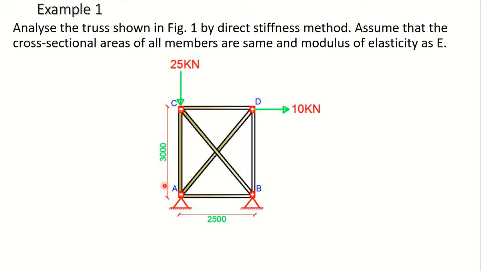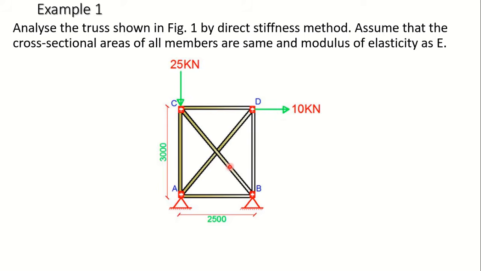Now, first, what is the degree of kinematic indeterminacy of this truss, or the degrees of freedom? We have 4 joints. At each joint, we come across 2 degrees of freedom, one horizontal translation and one vertical translation. So 2 into 4, 8 will be the degrees of freedom.